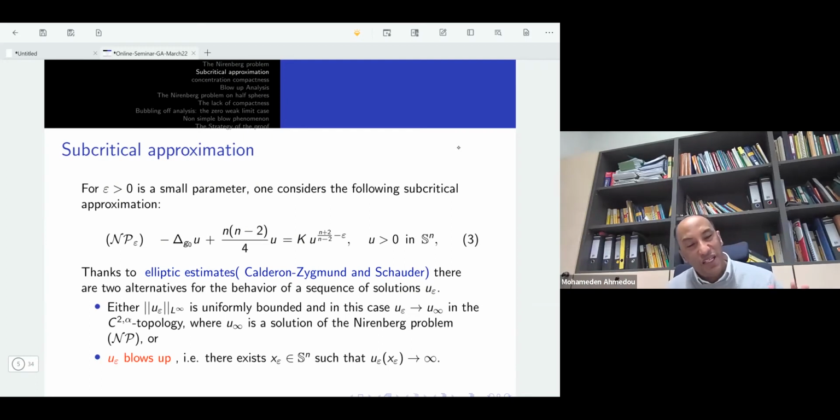The other case is that there is a blow up in the infinity norm, which means that there exists a point on the sphere, x epsilon, such that u epsilon applied to x epsilon will go to plus infinity.